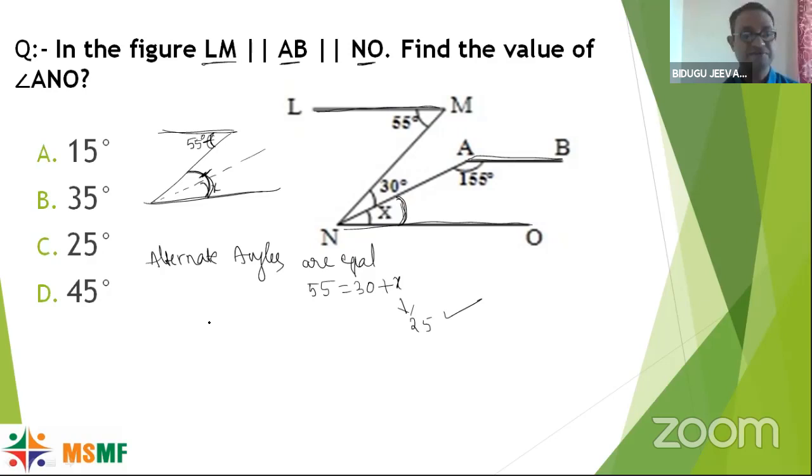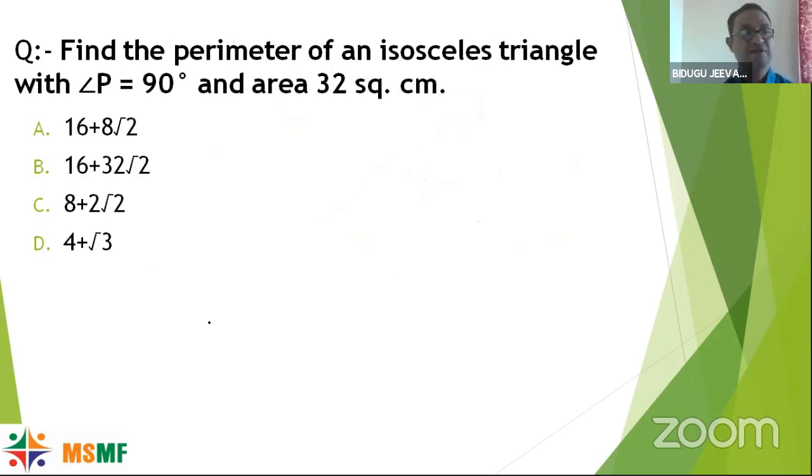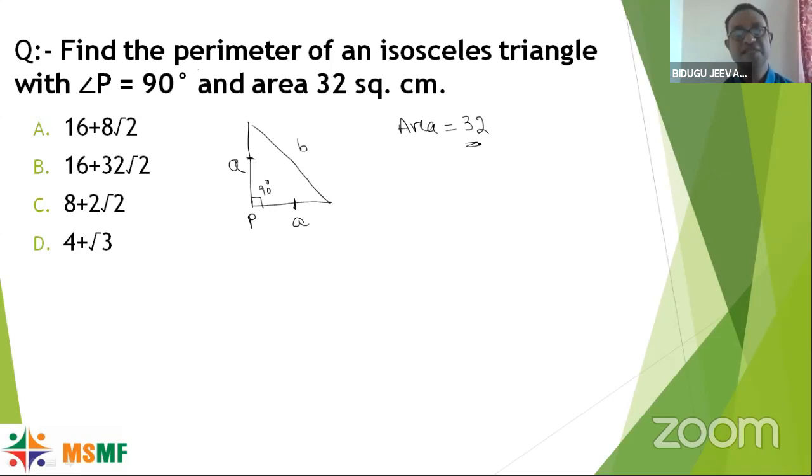Perimeter of an isosceles triangle with angle P 90 degrees. Let me write. Angle P 90. Isosceles means these two are the same. Say this is A, this is A, this is B. Area is given as 32. Then how to calculate the perimeter?